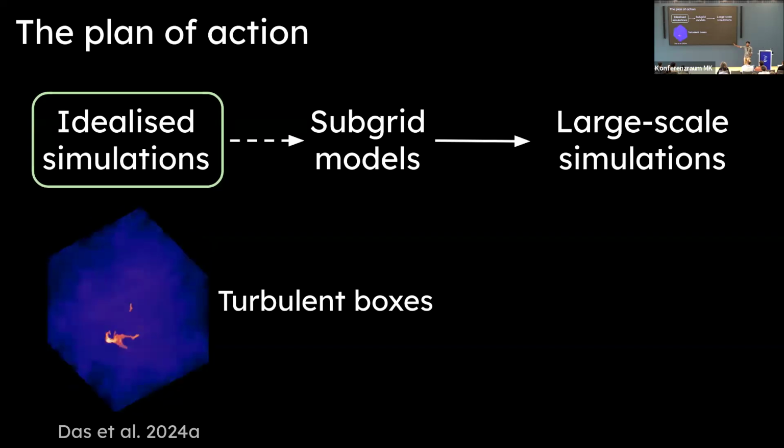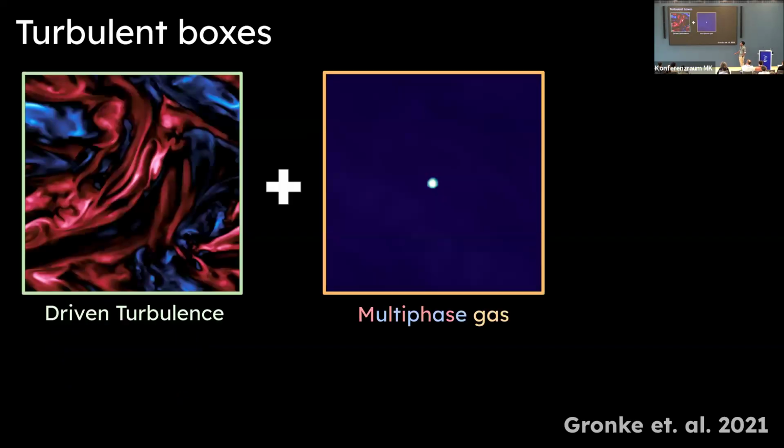So I'll talk about these setups called turbulent boxes, where we have a periodic cubic box, where we drive turbulence in the hot phase. So this is the virial 10^6, 10^7 Kelvin gas. And we introduce a little bit of cold gas in there. So during the whole talk, whenever I say cold gas, I'm referring to 10^4 Kelvin. And we let it evolve and see what happens.